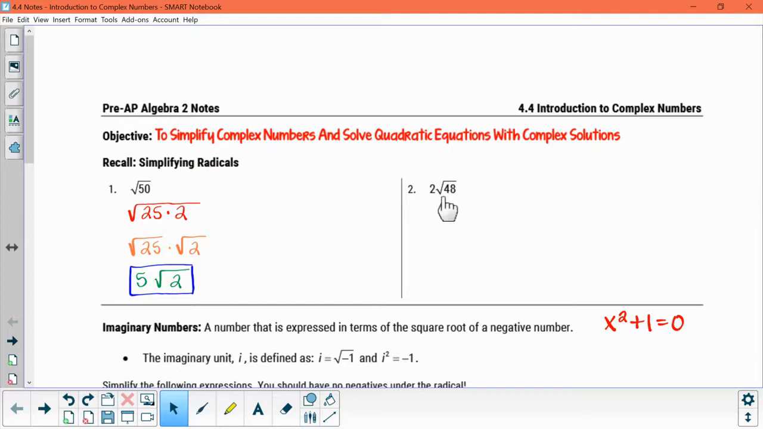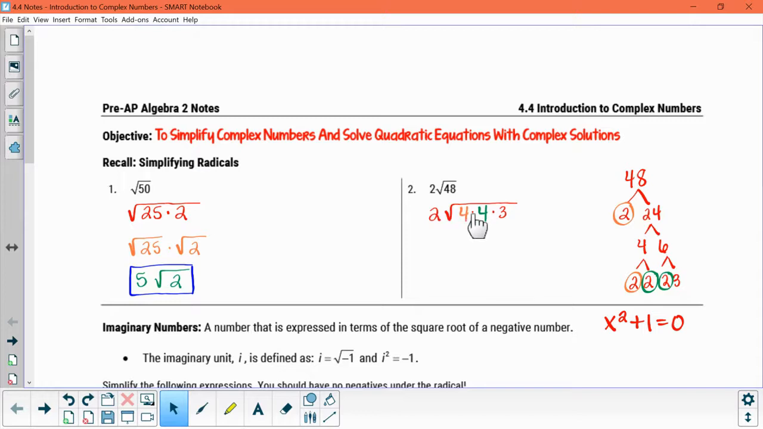For number 2, I'm going to do something similar. If you are not sure if there are perfect square factors, write out a number tree. I wrote mine out for 48. I listed all the factors, broke them down, and I noticed that I had two sets of 2. So I have 4 times 4 times 3. So I'm going to write the inside of my radical as 4 times 4 times 3.